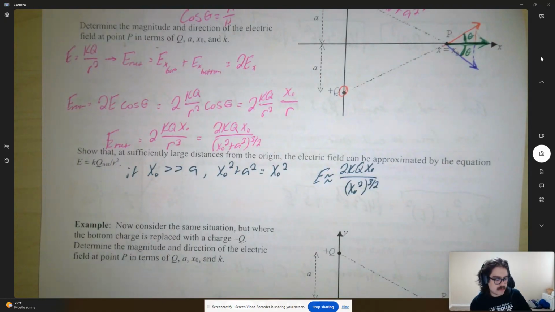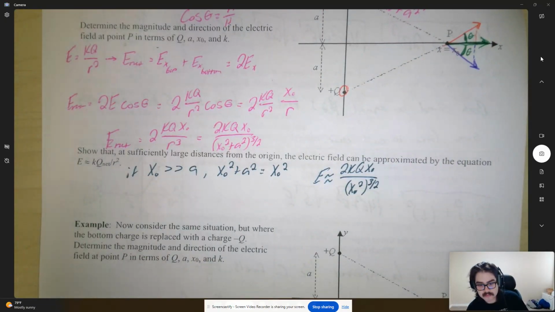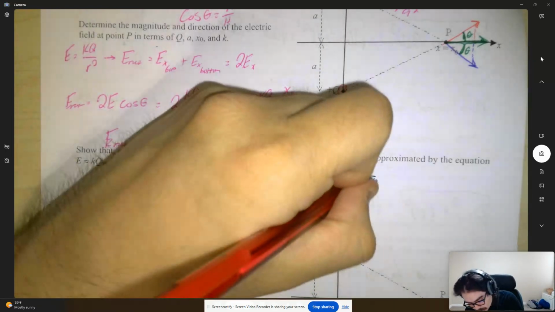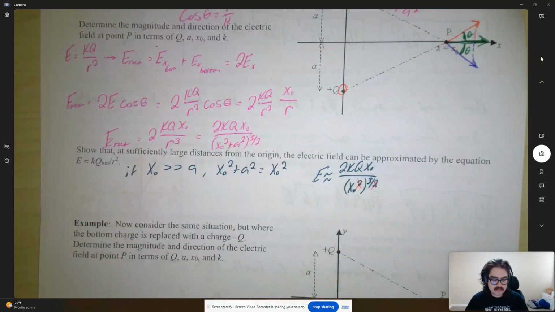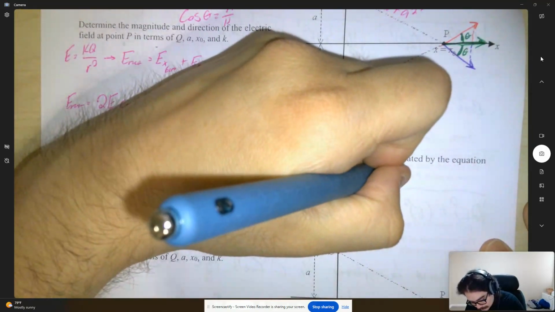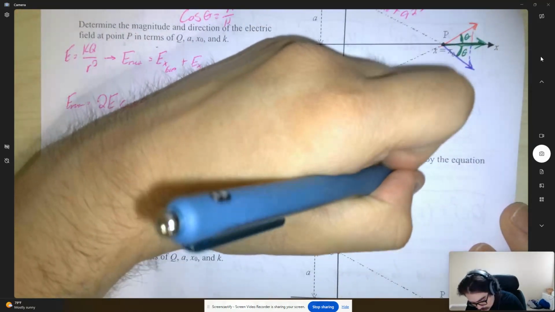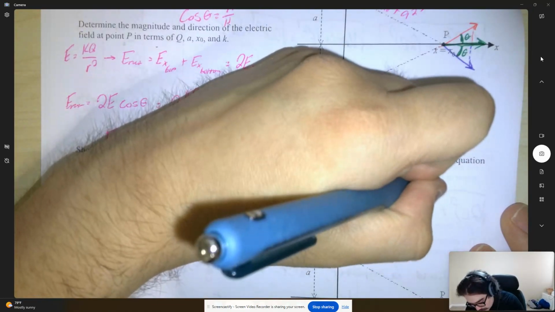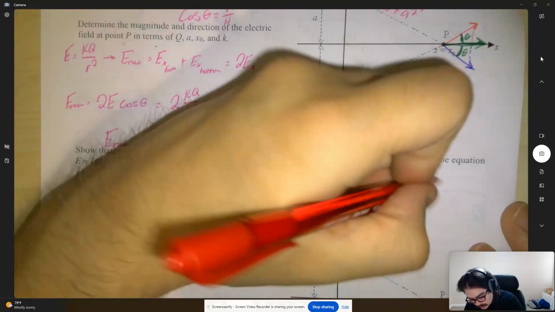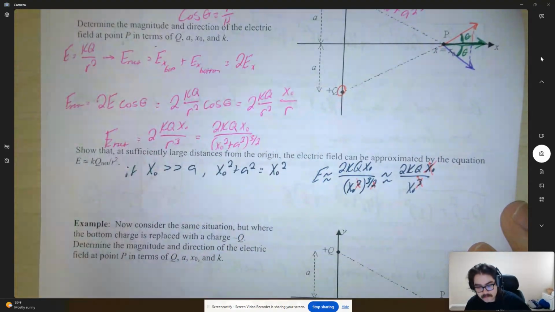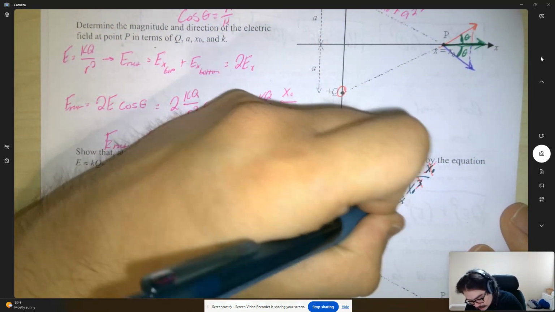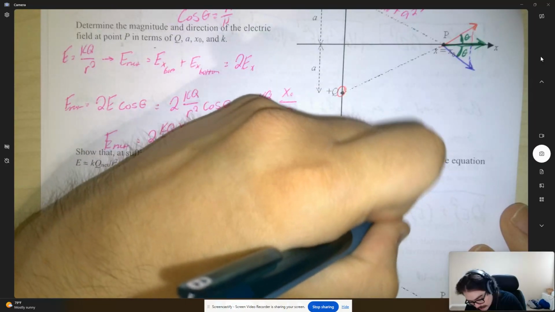Okay. And that will actually cancel out. The exponents here, the 2 and the 2's, are going to cancel each other out. And then we end up getting that this is going to be 2kqx naught over x naught cubed. And then you should notice that your x naughts will cancel out. Okay? So you end up with 2 in the denominator, which is exactly what we're looking for right here, 2kq over x naught squared.